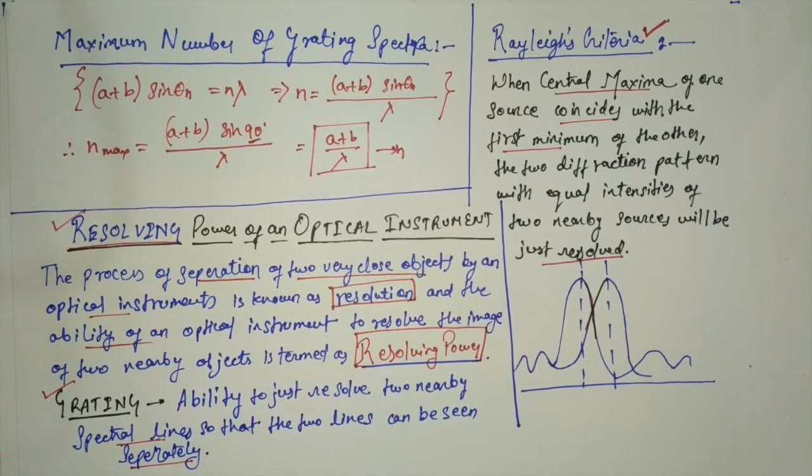Now let us come to the last but one of the most important formulas of this chapter and of this module, that is the resolving power of a grating. The formula for resolving power of a grating will be λ/dλ = nN, with small n times capital N. This is the formula for resolving power of a diffraction grating.